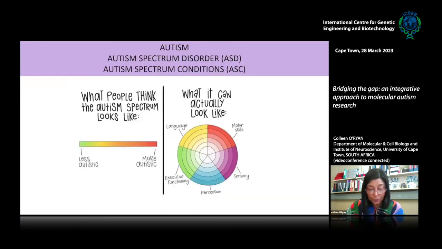So most people think they know what autism is and what autism looks like. And when people think of the autism spectrum, they think of the picture on the left.